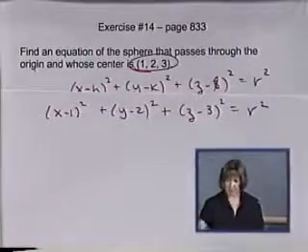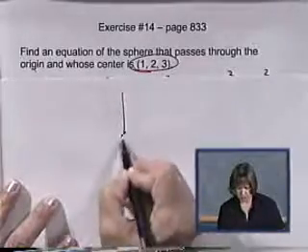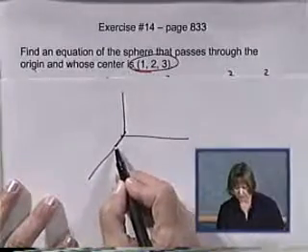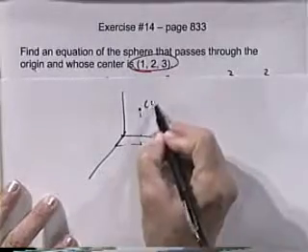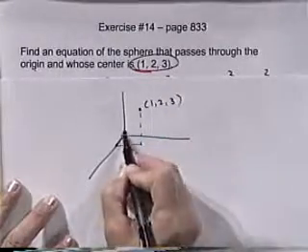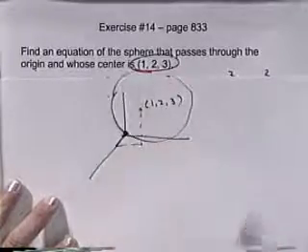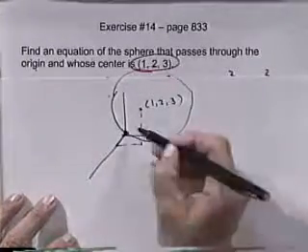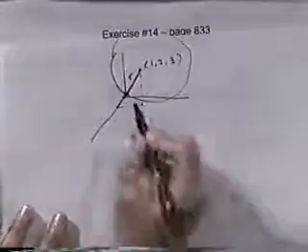What I have here is a sphere whose center is 1, 2, 3. You draw a little picture. Go over in the x direction 1, go in the y direction 2, go in the z direction 3. So here's your center, 1, 2, 3. And the origin's on that sphere. My sphere might look something like that. How am I going to get this radius? Distance formula between what and what?